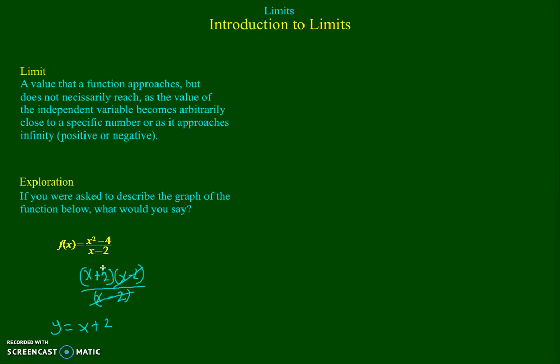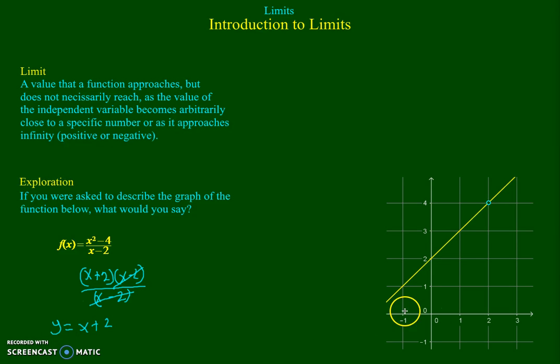So let's take a look at that graph. Now this would be the graph of your function. You would see that it's a straight line and it has a hole right here. So the only difference between this and this is that this expression doesn't exist at this value. So that's the idea. That's probably what you would say.